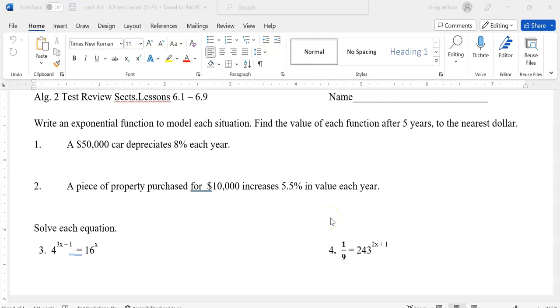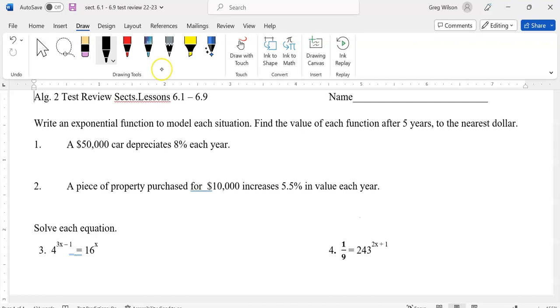All right, so here's some help on this review sheet that covers basically all of Chapter 6 to get you ready for this next test. So let's get started. First two problems have you writing exponential functions, and exponential functions are generally in this form.